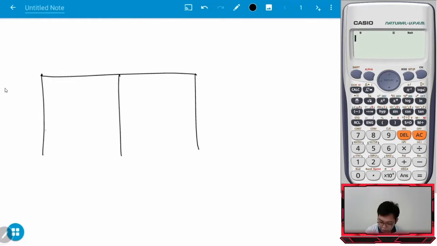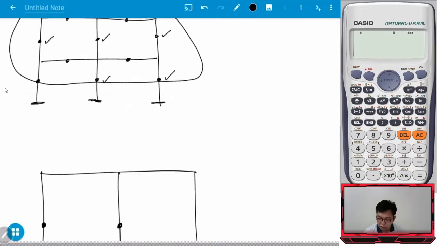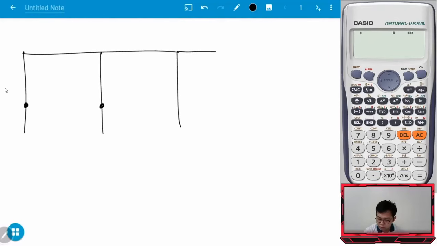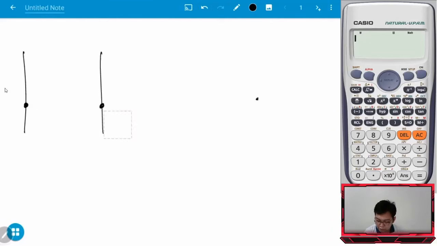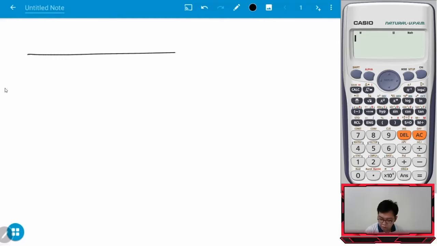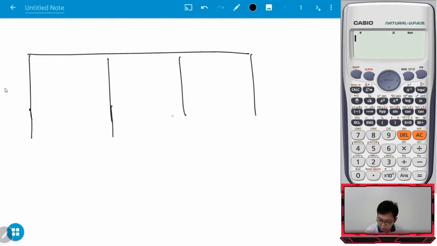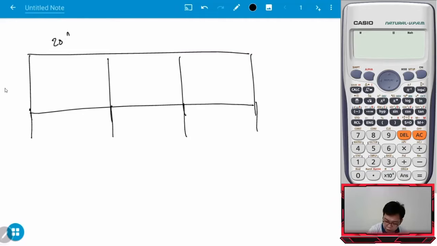Ganyan. So, tama ba to? So, again, guys, sorry, hindi yan drawn to scale. Mali pala, tatlo pala yung bay natin dito. Again, guys, hindi yan drawn to scale. Connect ko muna. Sandali. Yung drawing natin parang ganito. Ganyan pala. So, this is 20 feet. And then this is 15 feet. And then this is actually 25 feet.